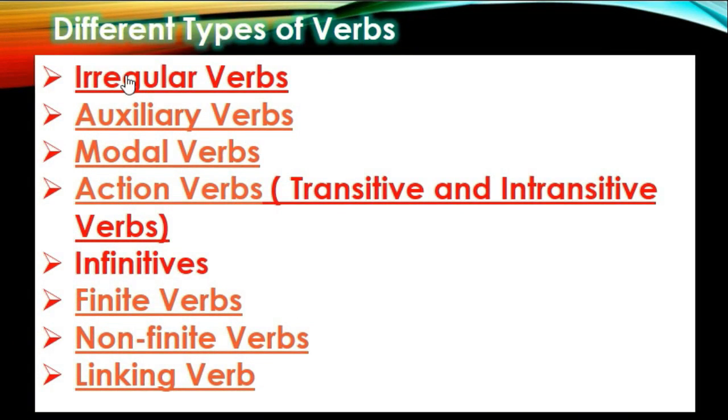Different types of verbs that we have to know. First one is irregular verbs. Second is auxiliary verbs. Third one is modal verbs. Fourth one is action verbs, which consist of transitive and intransitive verbs. Fifth one is infinitives that I have already mentioned in the basic form also. To plus verb, usage of this type of combination is called infinitives. Finite verbs, non-finite verbs, linking verbs. So we will be discussing all these types of verbs.